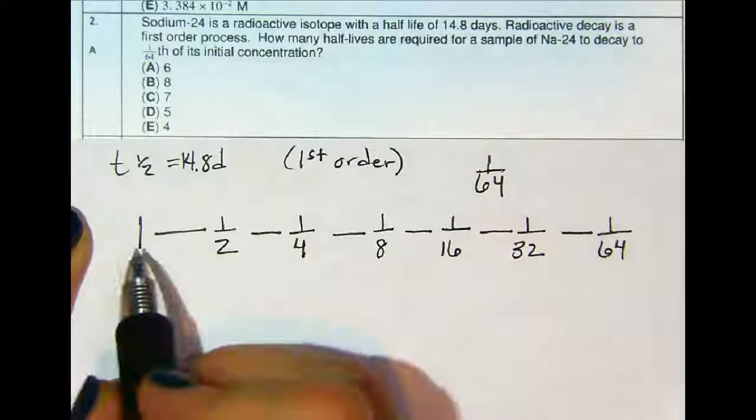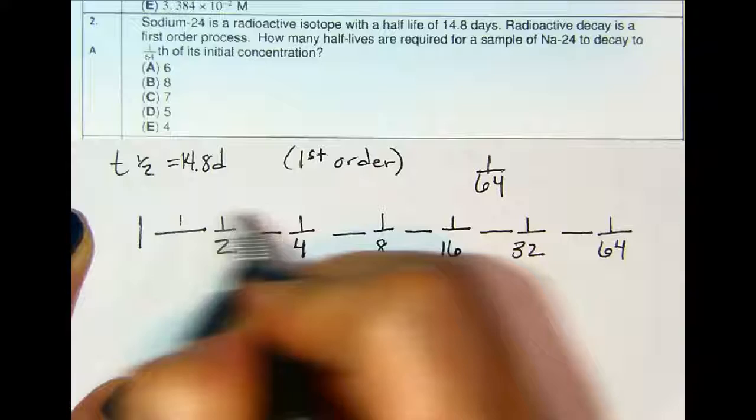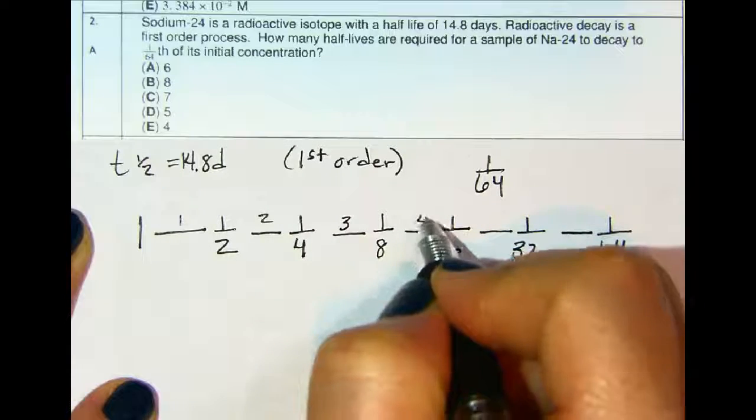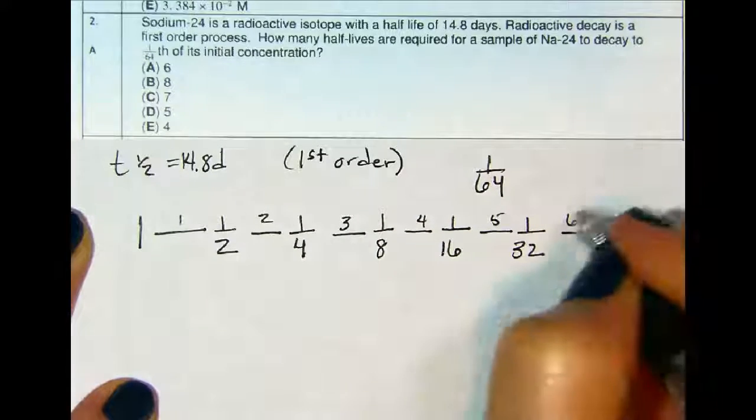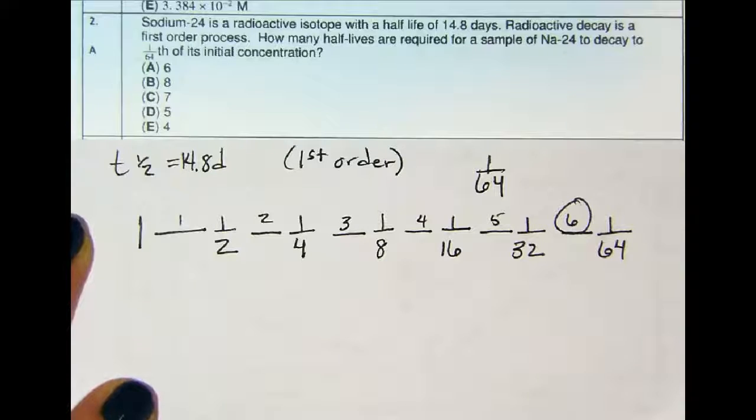So we have to divide by half 1, 2, 3, 4, 5, 6 times in order to reach a concentration 1/64th of what it was originally, which is letter A.